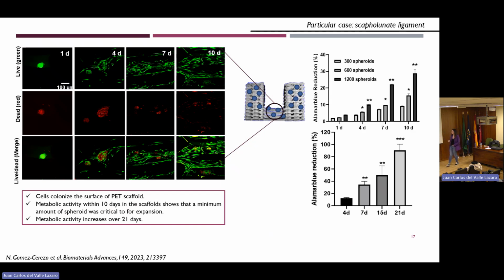Then I did some alamarBlue. I checked the metabolic activity by UV spectroscopy. And then I checked how I needed at least a number of spheroids to have a proper colonization. I need a lot of cells to have this scaffold covered with cells. That's why the use of spheroids is very interesting.